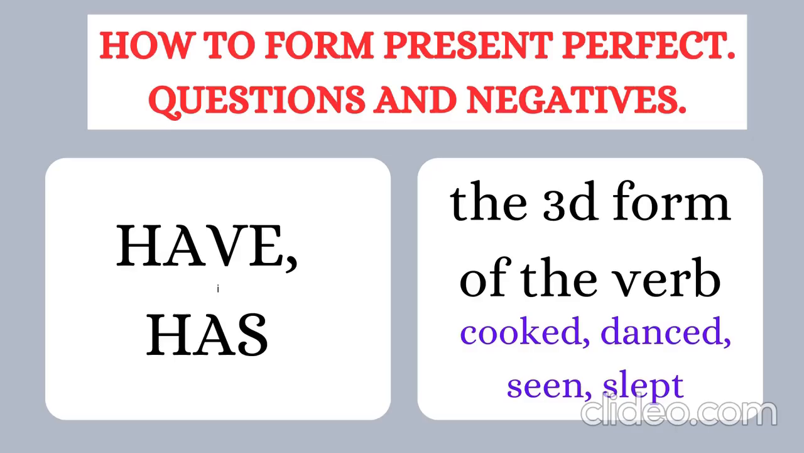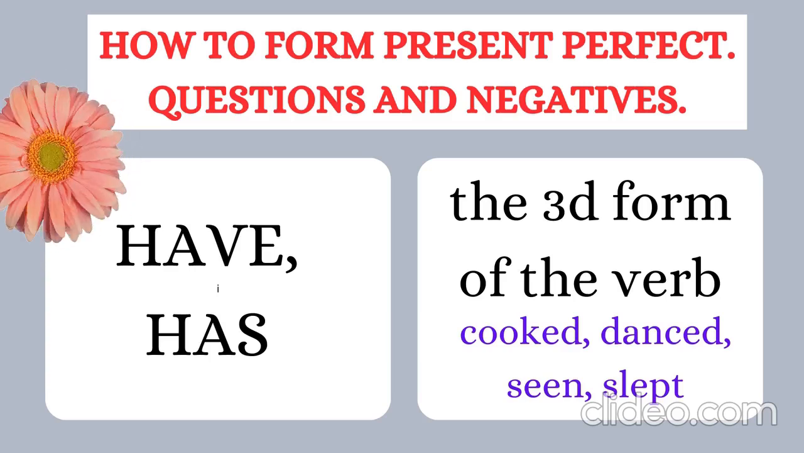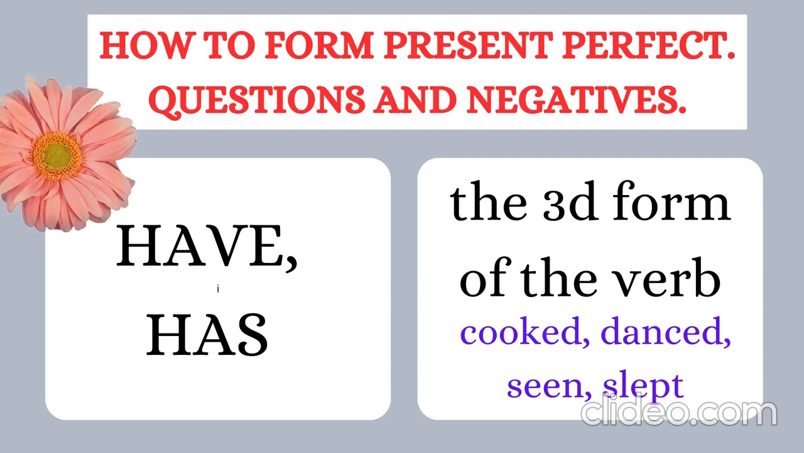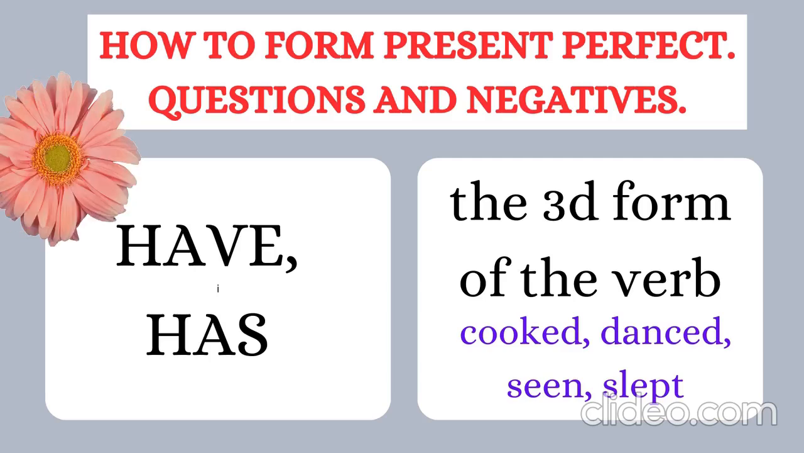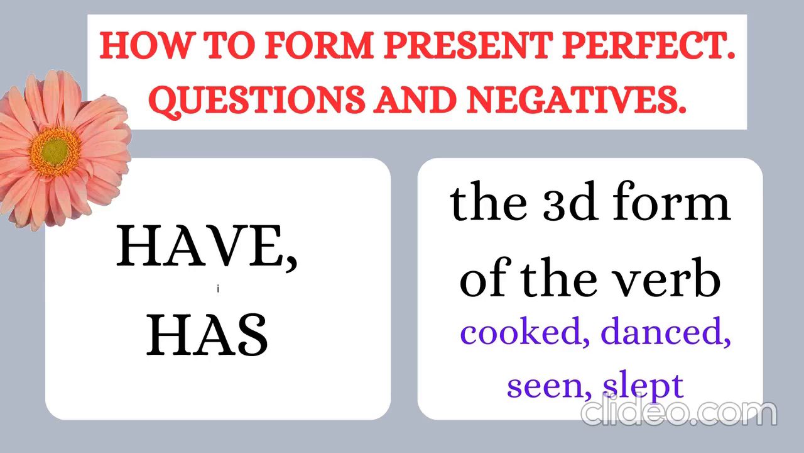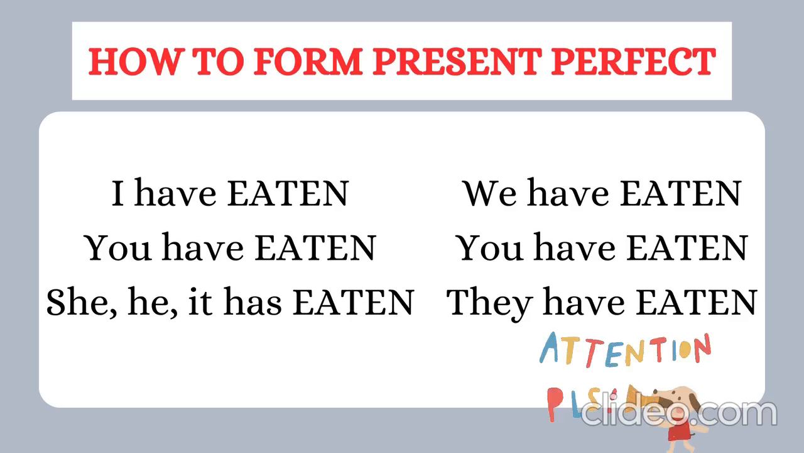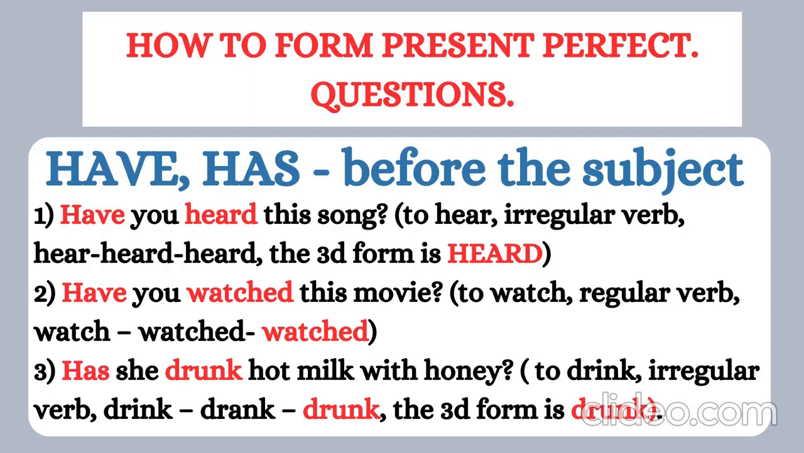Let's start. Let's also remember the formula of the present perfect tense, so how to form the present perfect, questions and negatives. First of all, let's refresh this formula: have/has plus the third form of the verb. It can be a regular verb like cooked, danced, or an irregular verb like seen and slept. So let's see when we use have and when we use has in the present perfect. I have eaten, you have eaten, she, he, it has eaten, we have eaten, you have eaten, and they have eaten. And now let's move directly to how to form present perfect questions.